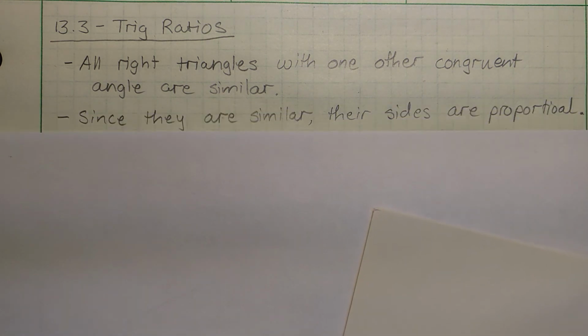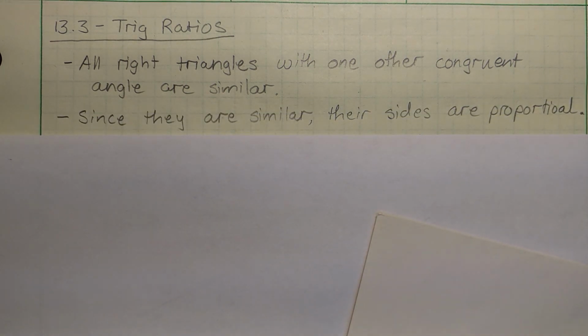And if you have similar triangles, then you know their sides are proportional. So all right triangles, I should say, that share one congruent angle in common will be similar and their sides are going to be proportional. So in other words, they will have equal ratios. Whatever the ratio is for one, those will be the ratios for the others.